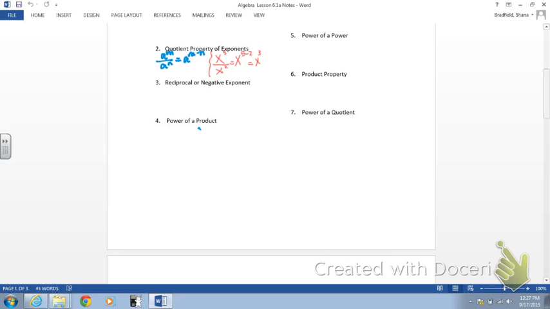Number 3 is the reciprocal or negative exponent, and that's if I have some base to the negative 1 power. That just means to take that base and it now becomes the reciprocal of that. An example would be if I have 5 to the negative 1st power, that would be 1/5 because I took the reciprocal.